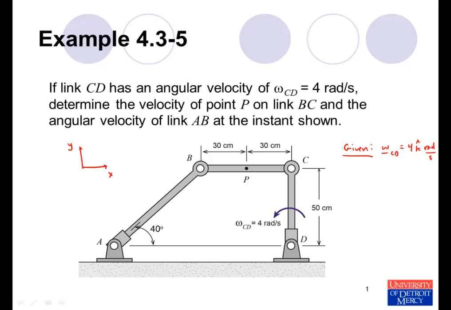radians per second. And as this rotates, it pushes these other linkages. We want to know the angular velocity of AB and the velocity of point P, where this is point P. So we want to find the velocity of point P and the angular velocity of link AB, where this is link AB. So now that we understand the problem, we know what's given and what we're attempting to find, we can commence with the solution.